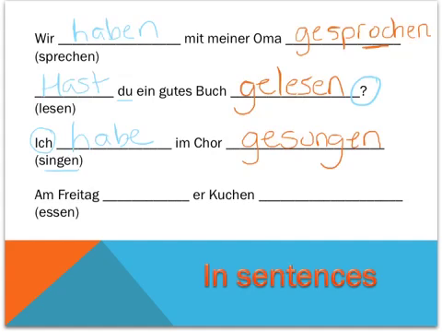And finally, we need a form of haben, this time to go with er, so hat. And at the end, a past participle of essen, GE, irregular stem, and EN. Am Freitag hat er Kuchen gegessen. On Friday, he ate cake.